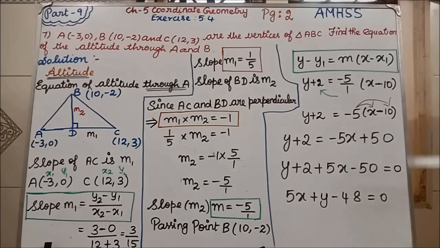Clear students? In the 7th question we have found two things. One is the altitude through A, for which we got one equation, and the other equation is the altitude through B. Clear students? All of you clear the 7th question?